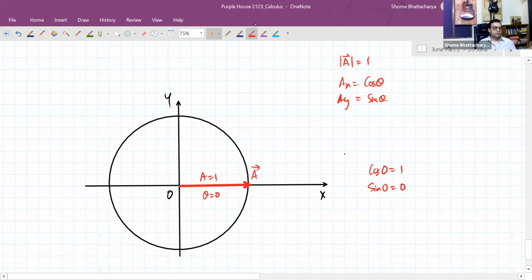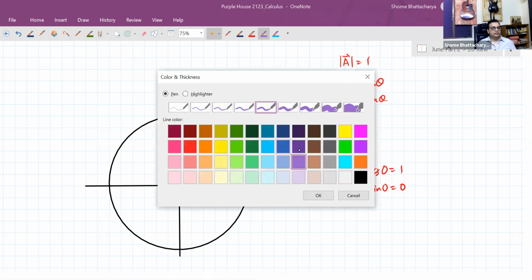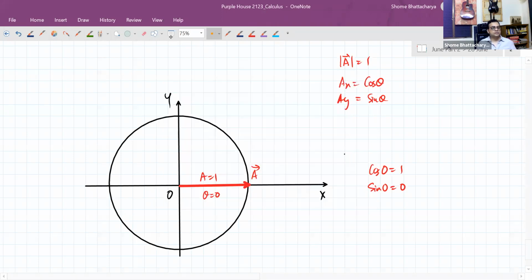Whereas, for example, if I rotate the same vector and place it here, at theta equal to pi by 6, that is 30 degrees, now its x and y components will change. Cos pi by 6 will be root 3 by 2, and sin pi by 6 will be equal to 1 by 2.